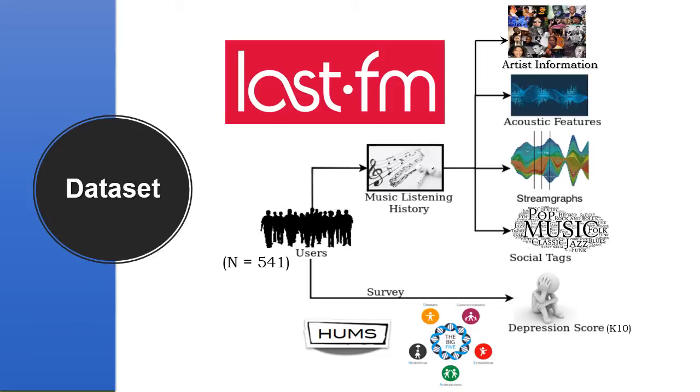And as for user specific data, we have their K10 scores, where K10 refers to the Kessler Psychological Distress Scale. We have their HUMS scores, where HUMS stands for the Healthy Unhealthy Music Scale, which essentially provides a measure of maladaptive usage of music. So K10 and HUMS serve as a measure of the risk of depression. And we also have the user's Ocean Personality scores.